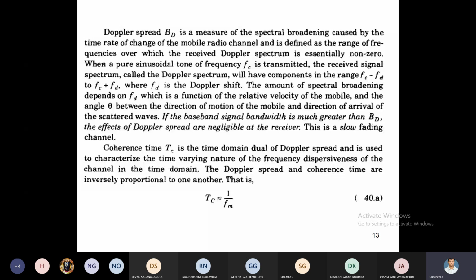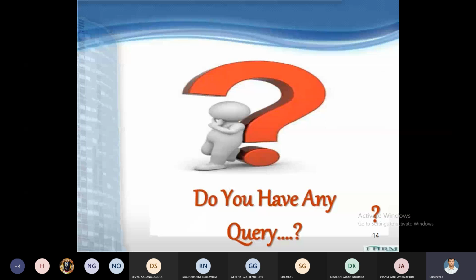These are some of the parameters for the mobile multipath channel based upon the time domain. We are calculating three parameters, that is mean excess delay, RMS delay spread, and maximum excess delay.